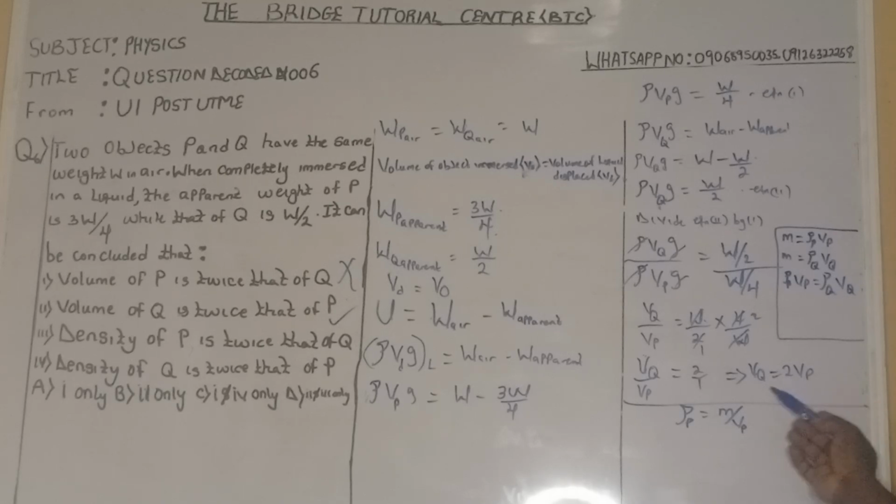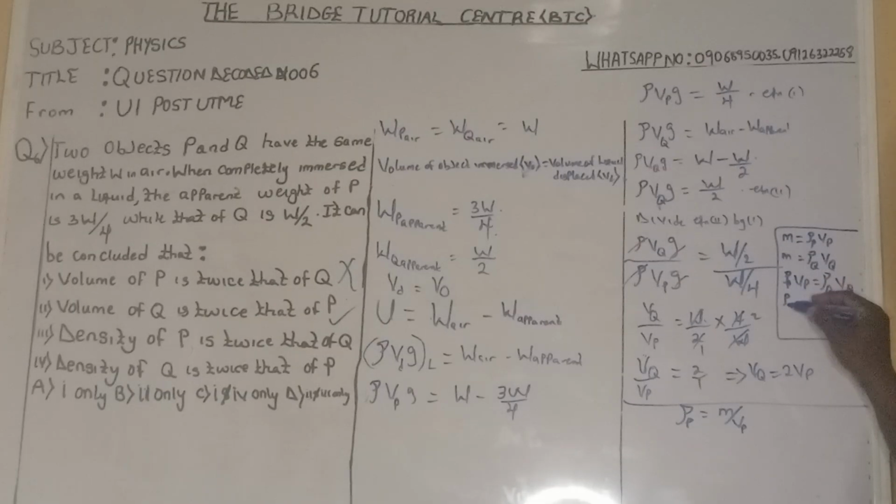And we all know that V_Q is 2 V_P. So instead of writing V_Q, I'm going to write 2 V_P. So rho P V_P now equals rho Q times 2 V_P. V_P will cancel V_P. So what do we now have? Rho P, the density of P, equals 2 rho Q. That the density of P is equal to twice the density of Q.